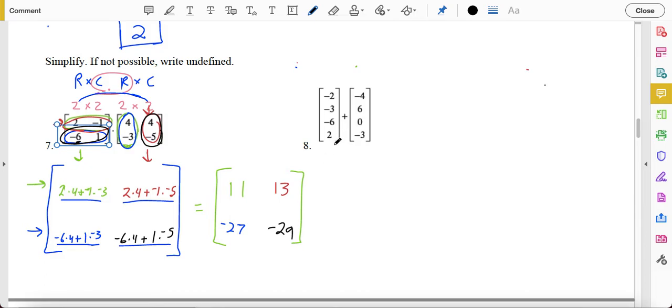All right, number 8. Adding two matrices. We can do this because we simply add the corresponding cells of the matrix. So we know this first one's going to be -2 plus 4, which is -6. -3 plus 6, which is 3. -6 plus 0, which is -6. And 2 plus -3, which is -1. So that is the solution to number 8.